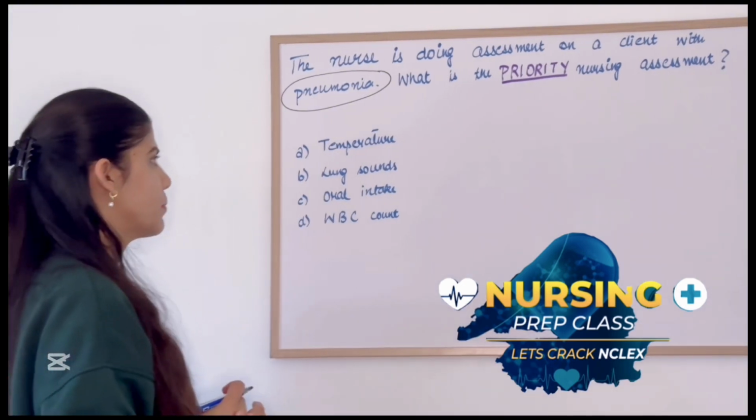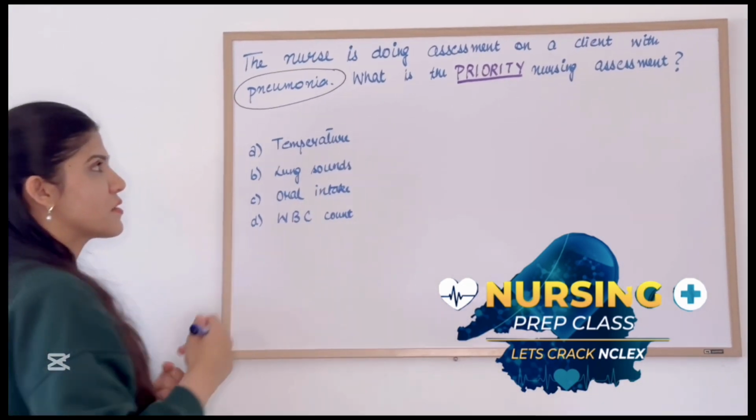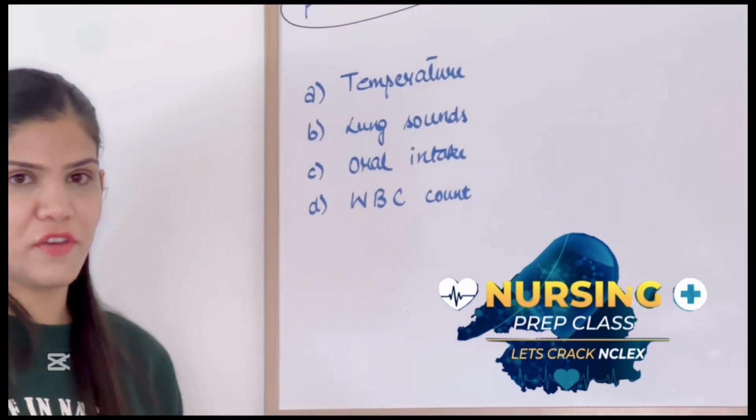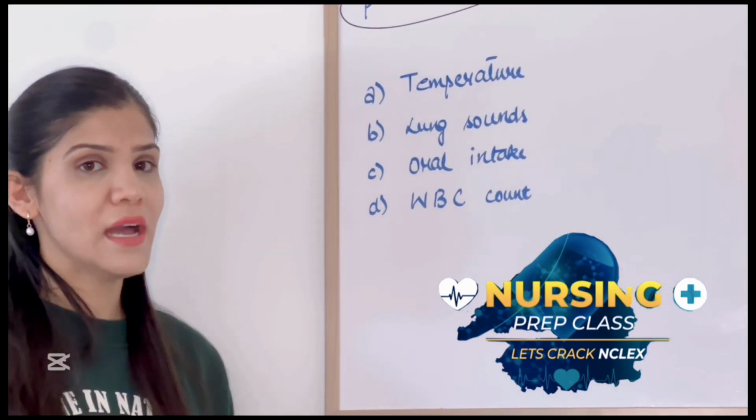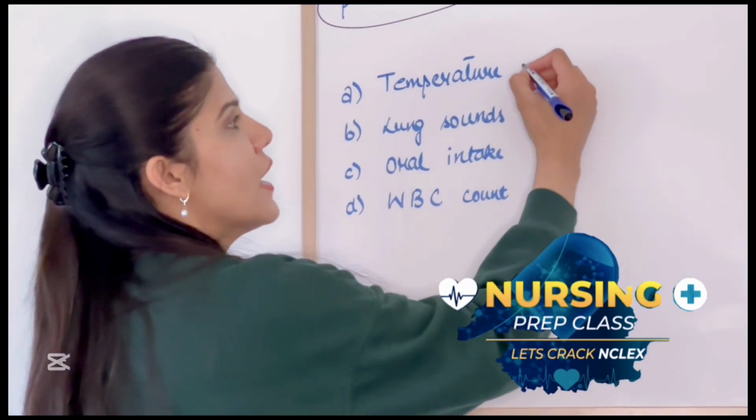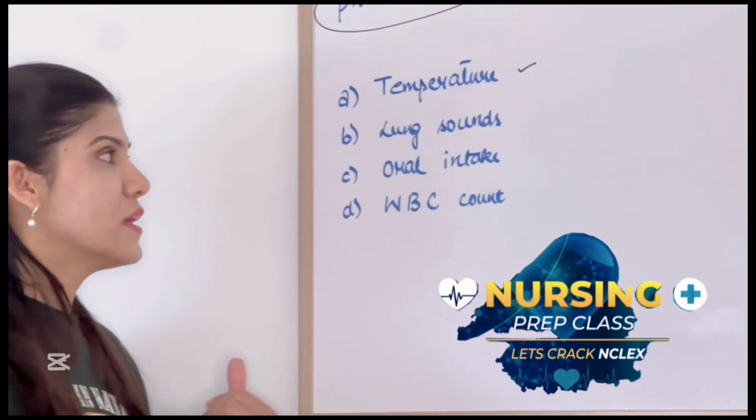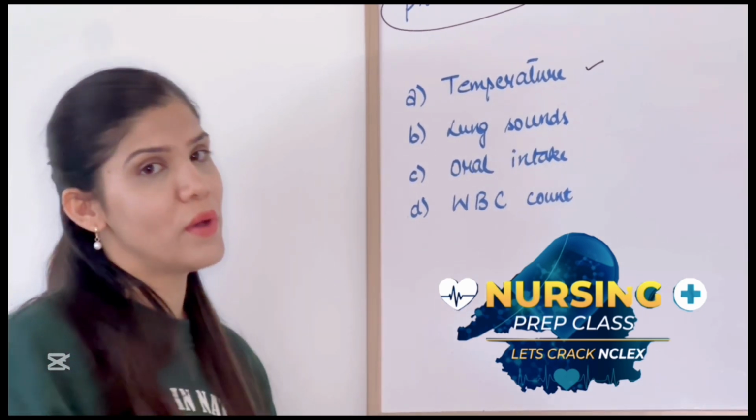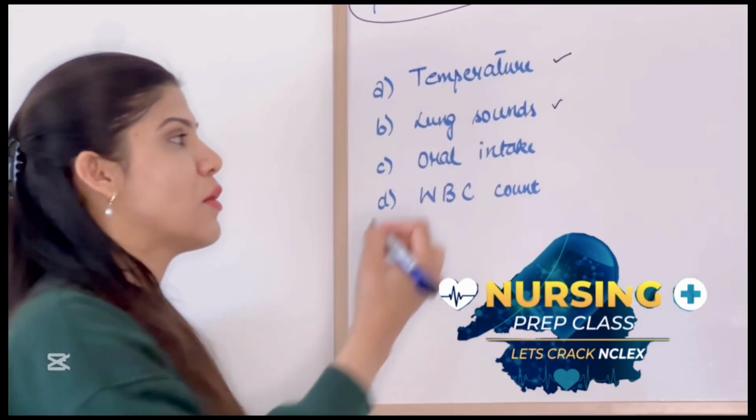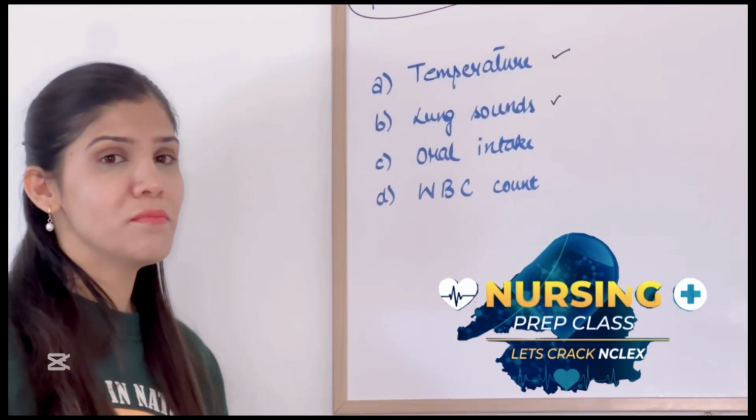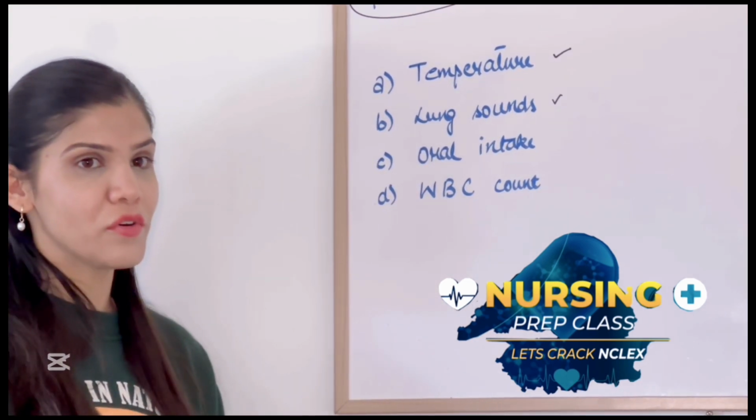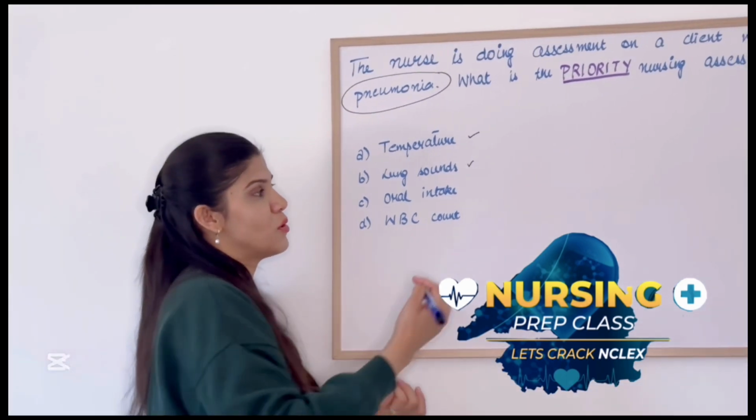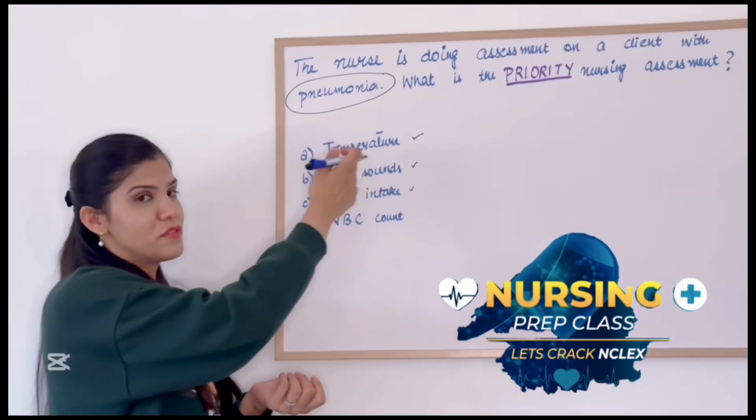So let's take a look one by one. Temperature is an expected finding in pneumonia because this is a case of infection where the person will have fever. So this is one of the expected findings, right? Then the lung sounds. The person will have adventitious lung sounds, which is also an expected finding. Now, the oral intake, the person might be dehydrated because of fever and his oral intake may be compromised. So this is also an expected finding because of temperature.